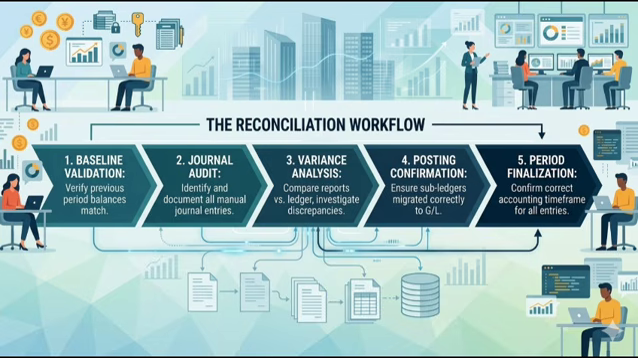Step 3. Variance analysis, the detective work. Simple explanation. This is the why is this different phase. You compare your internal reports to the main ledger. If the numbers don't match, you investigate. Did we miss an invoice? Was there a double payment? You find the why before you move on.